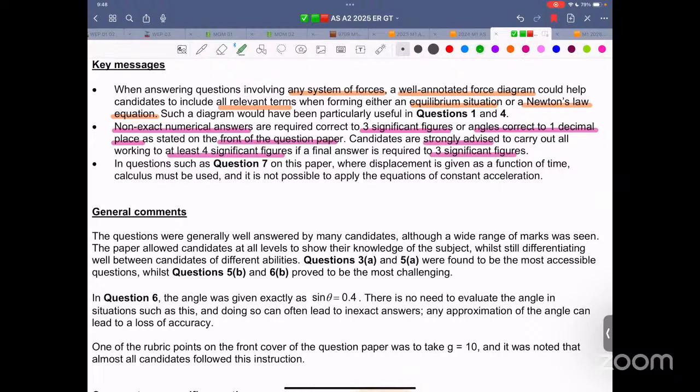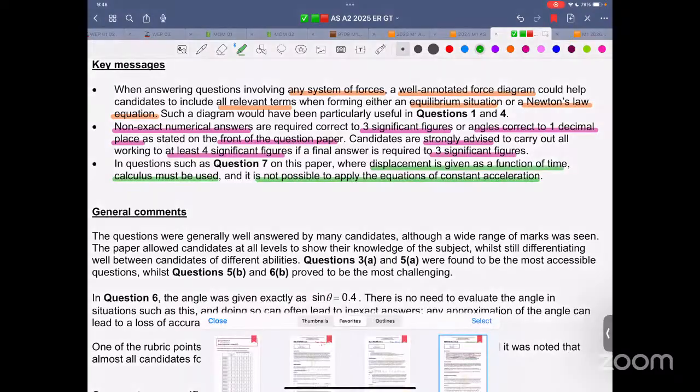And then it further says, in questions such as question 7, where displacement is given as a function of time, calculus must be used. Differentiation and integration collectively is called calculus. It's not possible to apply the equations of constant acceleration, as I just told you.